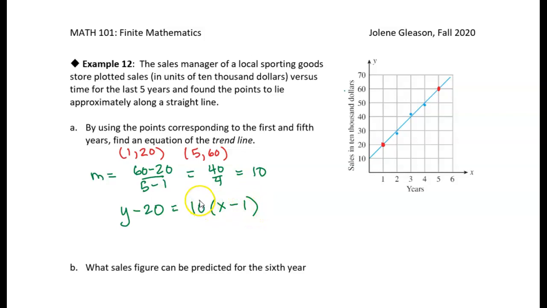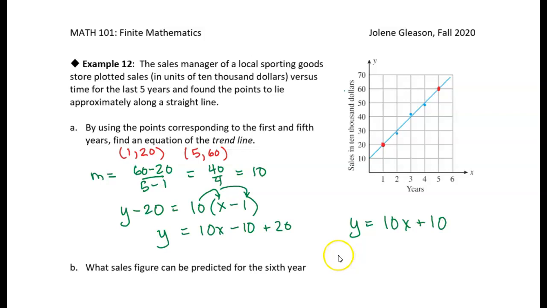I'm going to rearrange this so I get an equation for y, which is the sales, in terms of time, which is x. So I distribute the 10 and get 10x minus 10, and then I add 20 to both sides so that I get an equation for y. Negative 10 plus 20 gives me 10, so y is equal to 10x plus 10. There's the equation for my line.